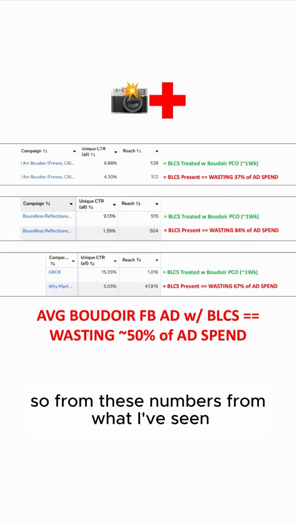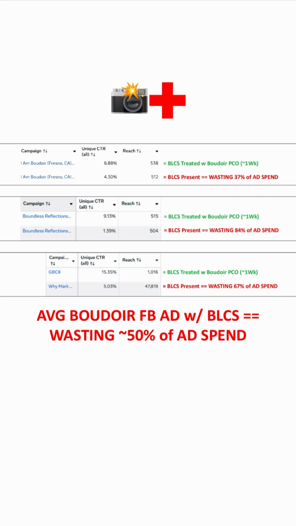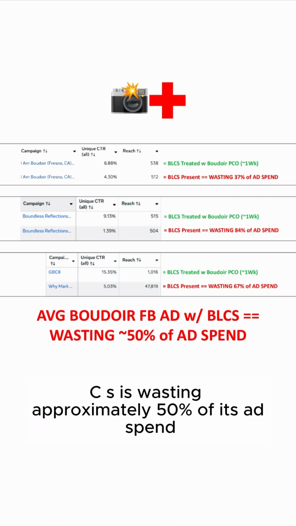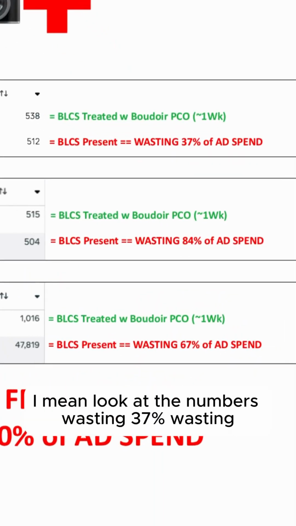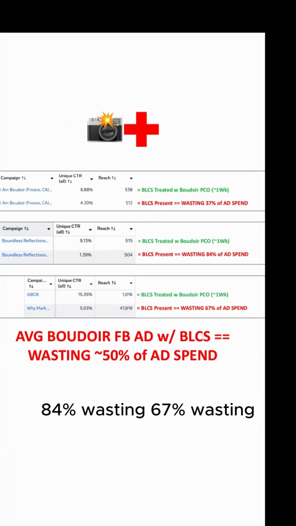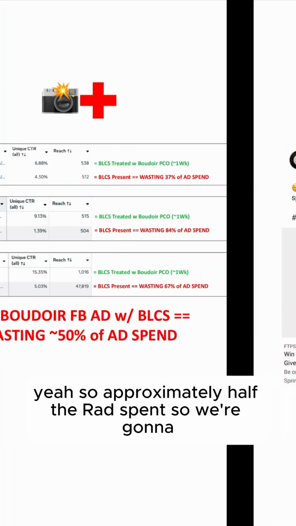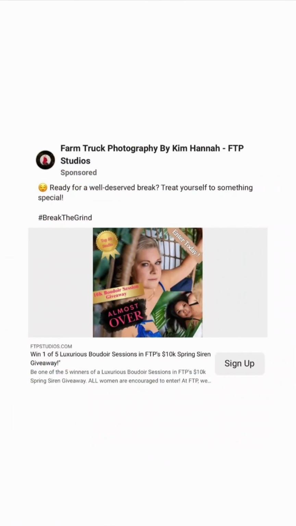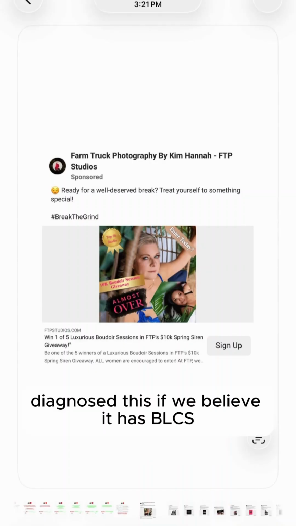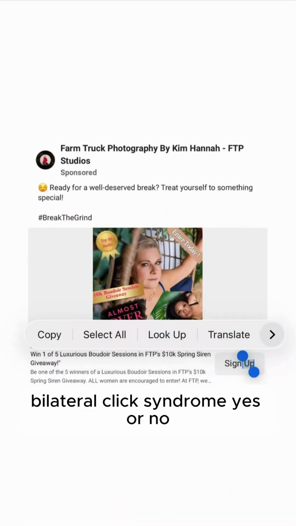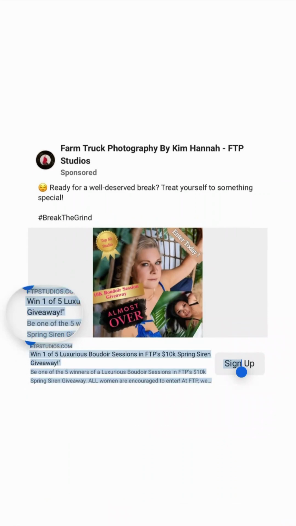So from these numbers, from what I've seen, the average boudoir Facebook ad with BLCS is wasting approximately 50% of its ad spend. I mean, look at the numbers, wasting 37%, wasting 84%, wasting 67%, so it's wasting approximately 50% of its ad spend. So we're gonna diagnose this if we believe it has BLCS, boudoir low click syndrome, yes or no. All right, so let's see what we got here.